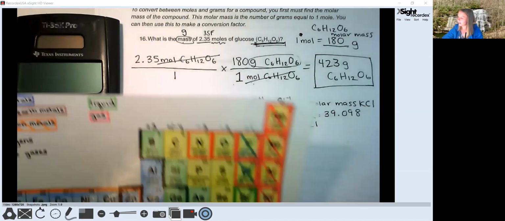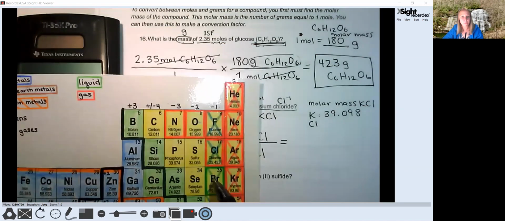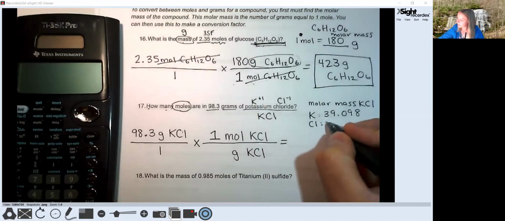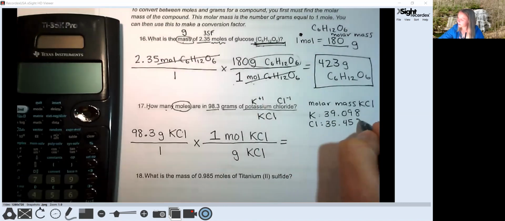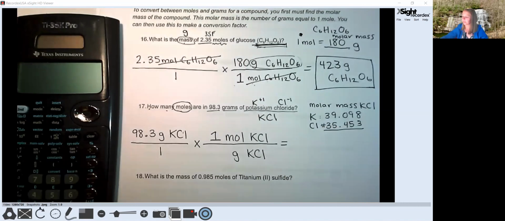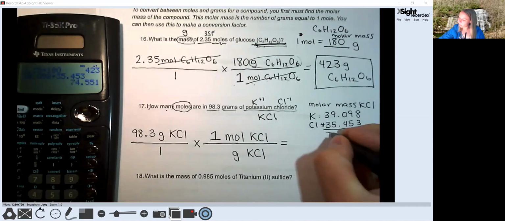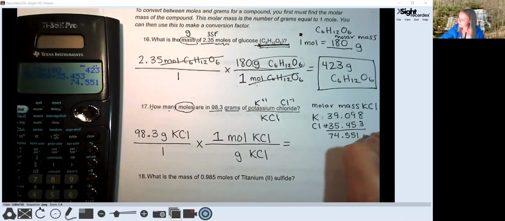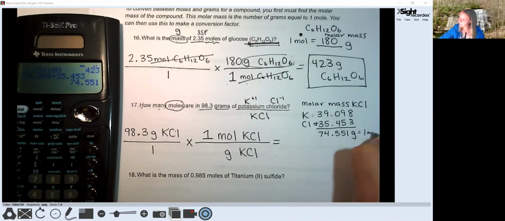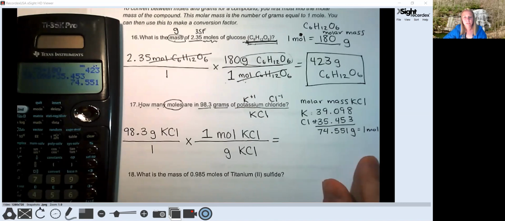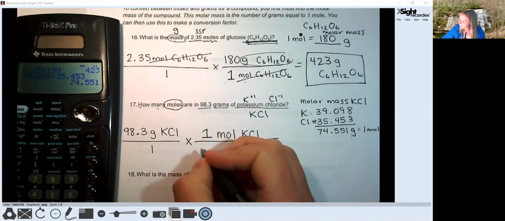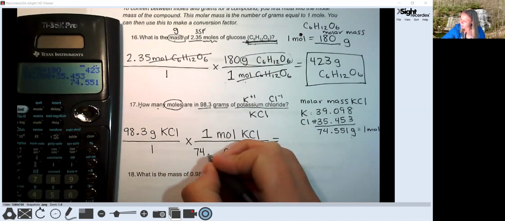And then chlorine is 35.453. I need to add those up. Let's see. 39.098 plus 35.453. So I got 74.551 grams equals 1 mole for KCl. Okay, so then I'm going to take this number of grams and I'll put that next to my grams on the bottom. 74.551.